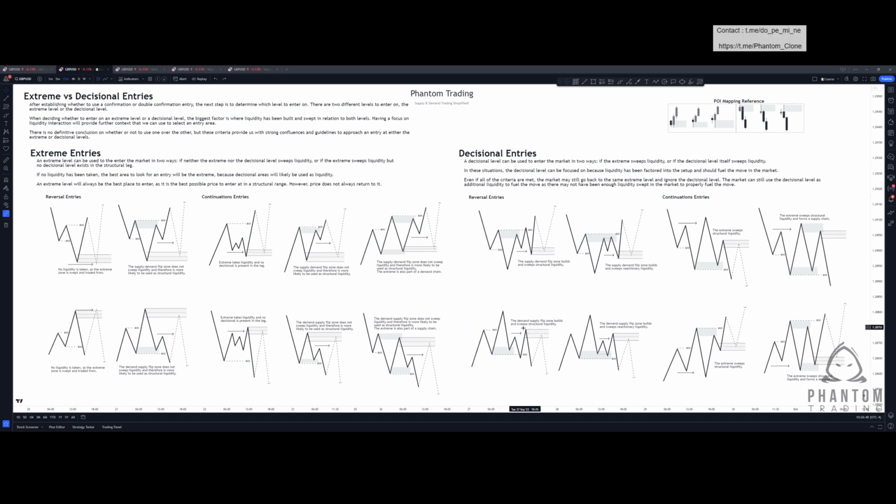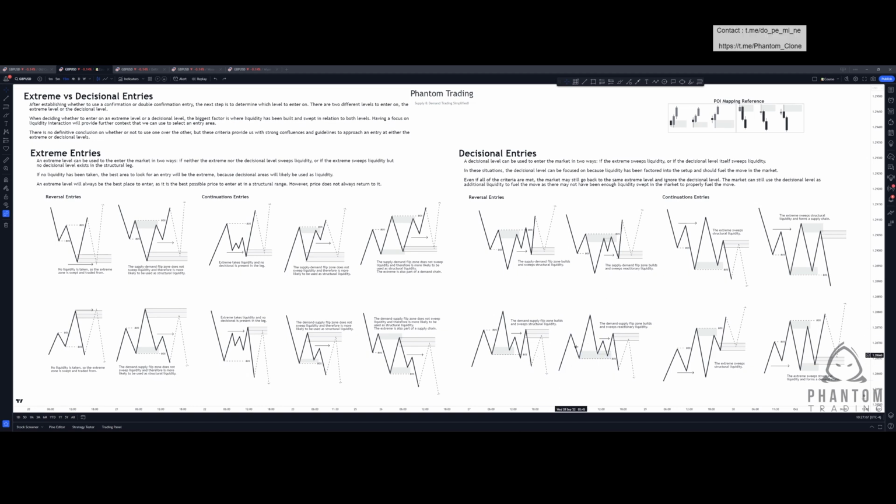What we can see from that is that price has taken the structural liquidity that was created from the extreme of the reaction leg and created a tradable supply level. Because this extreme of the reaction leg was swept as liquidity, we are able to trade from the decisional level as it has swept liquidity.